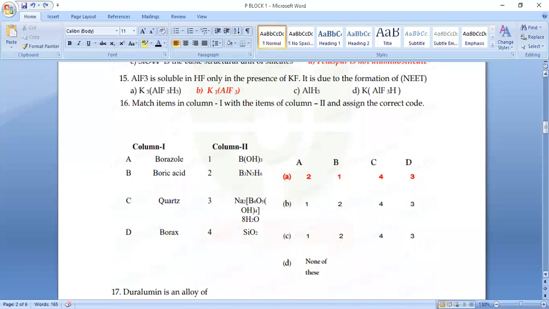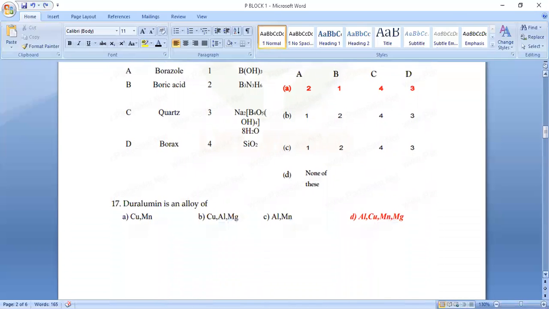So next, question number 16. So the formula of the compound they are asking in that question. So for borazole, the option is 2. So boric acid option is 1. And then quartz option is 4. And then borax option is 3.